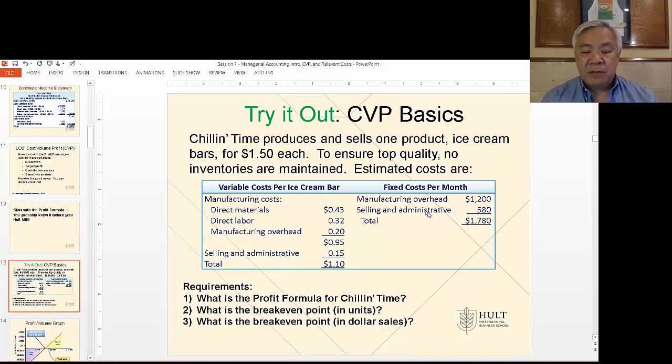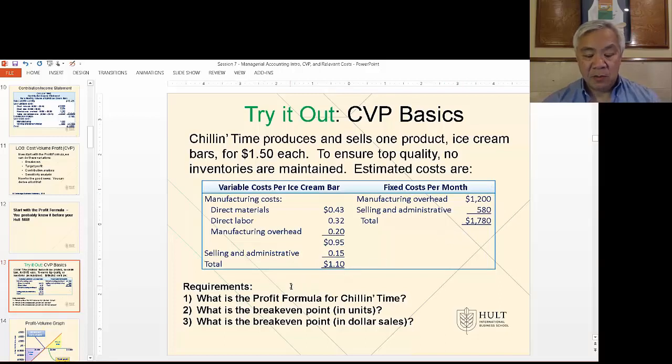Chilling Time produces one product, which is an ice cream bar. And the product is $1.50 as a selling price. Next, we have different costs that are broken out. On the left column here are the variable costs, things like the labor and material necessary to make the ice cream bar, and the manufacturing overhead that is variable. And these could be electricity, for example. We also have variable selling and administrative costs, which, as I mentioned, could be things like a selling commission. And so the total variable cost is $1.10, made up right here. And the fixed costs have both manufacturing and selling, and the total is $17.80. We've seen that number previously.